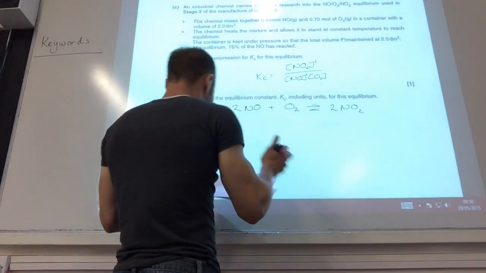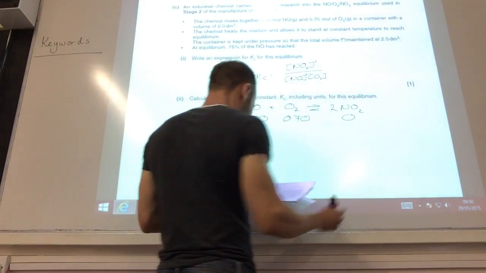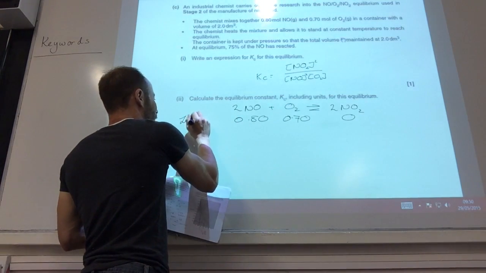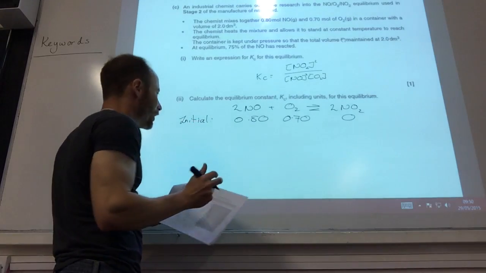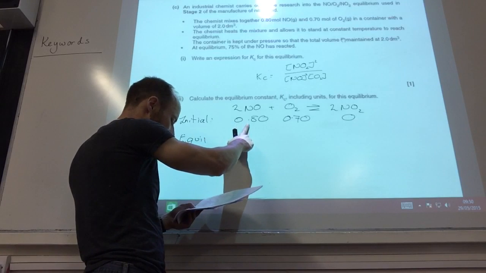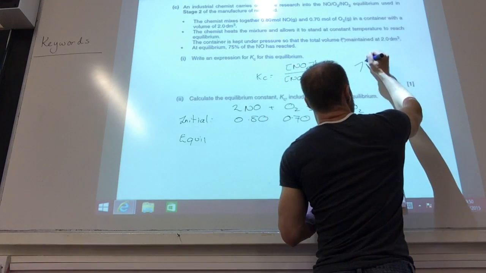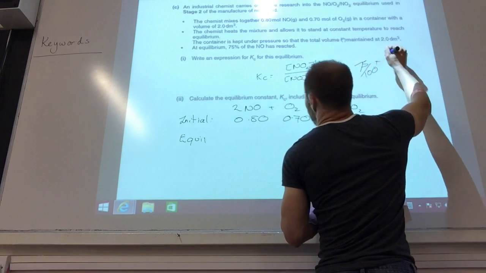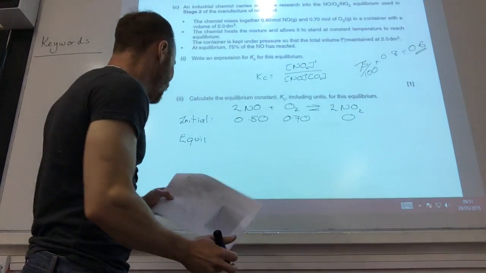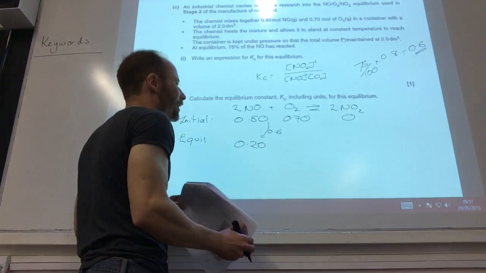At equilibrium, they told me I mixed 0.80 moles of that and 0.70 moles of that and none of that. And at equilibrium, sorry, initially, that's what I put in. So those are my initial moles. And at equilibrium, it tells me that 75% of my NO has dissociated. So, if we do 75% of 0.8, we get 0.6. So 0.6 moles has dissociated, which means I'm left with 0.20 moles.